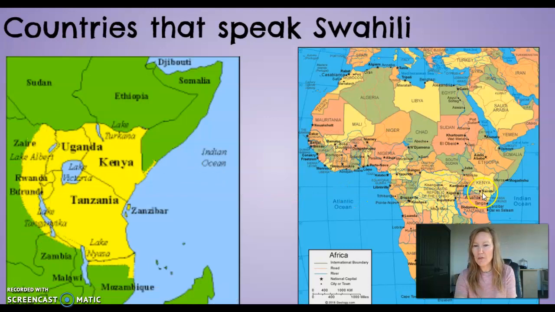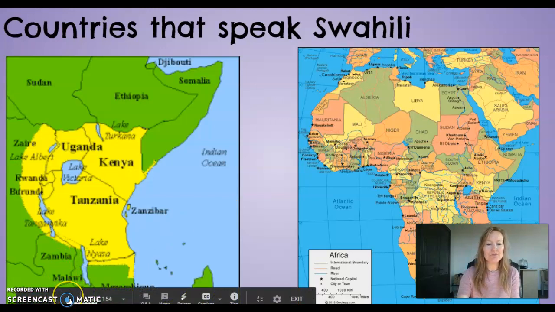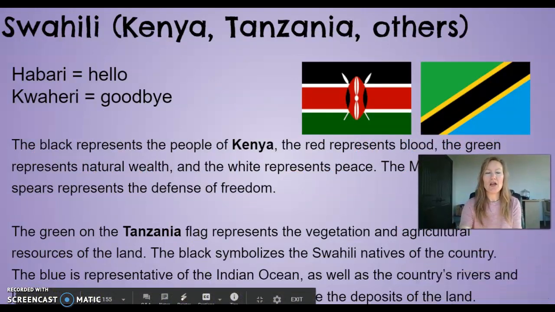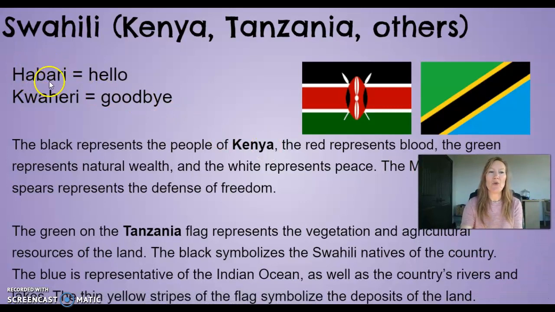So if we come over here to the big map, here's Kenya and here's Tanzania. And so it kind of hovers right around that area where they speak Swahili. So I just focused on those two major countries today for our flags and our understanding. So let's talk about saying hello in Swahili. Up here is habari. Habari is how you would say hello in Swahili.